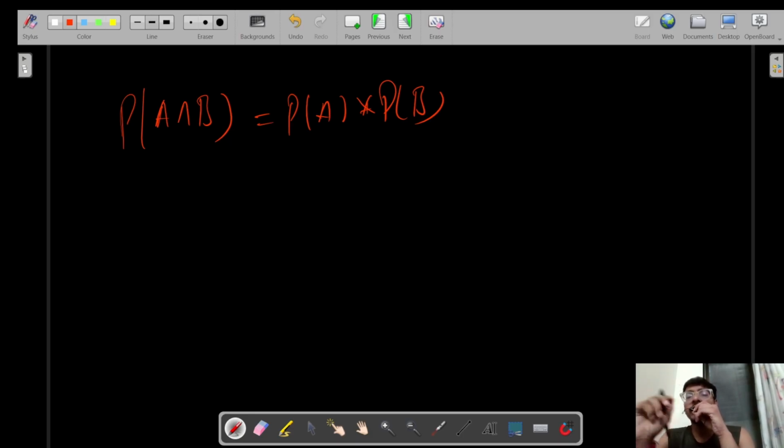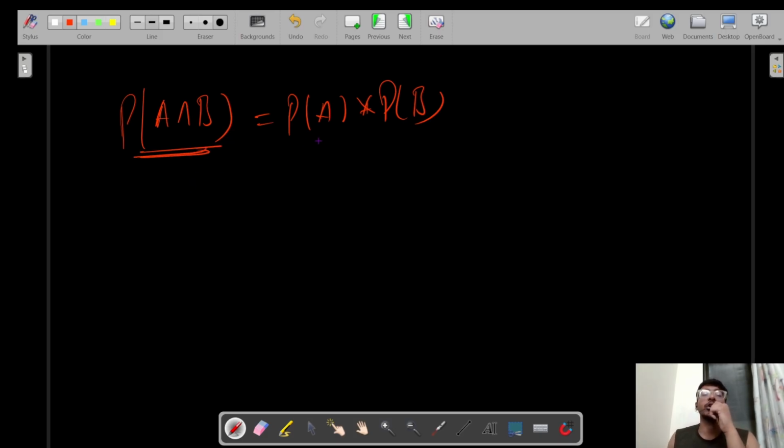Then we say that both of the events are independent, and when both are independent, the simultaneous happening of both events will be equal to the product of their independent probabilities, right? So this says in both of the extractions there are green balls. This is the probability of getting a green ball in the first extraction, and this is the probability of getting a green ball in the second extraction, right?